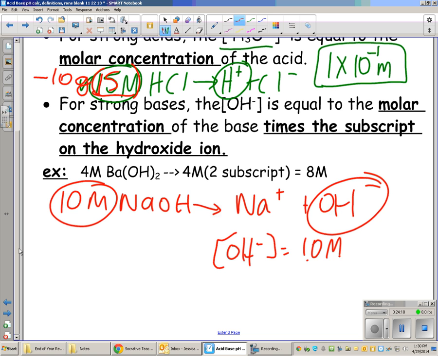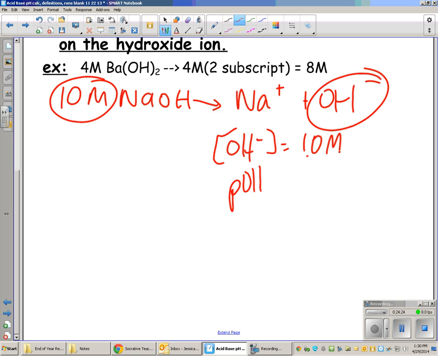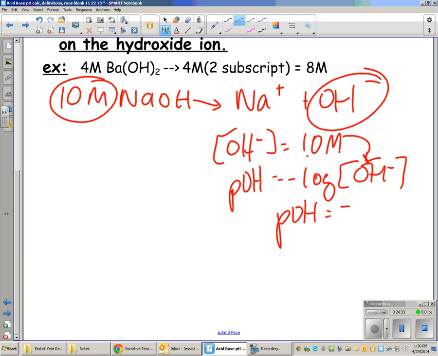How do I find the pOH if I know the OH concentration? Right, you're going to use this formula. pOH is equal to negative log of OH concentration. So plug that 10 in there, so tell me what you get. What do you get? Negative 1. All right, so if the pOH is negative 1, what's the pH? Where do you get that?